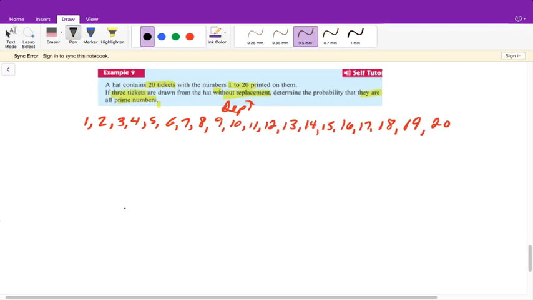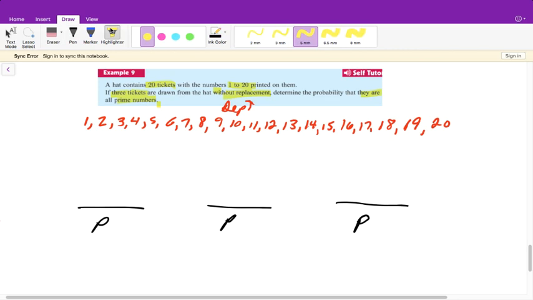We are picking 3 tickets. We want them all to be prime. All right, now let's highlight all of our prime numbers. 2, 3, 5, 7, 11, 13, 17, 19. So how many prime numbers do we have? We have 1, 2, 3, 4, 5, 6, 7, 8. So here we have 8 prime numbers.